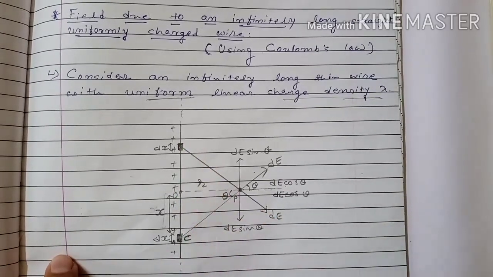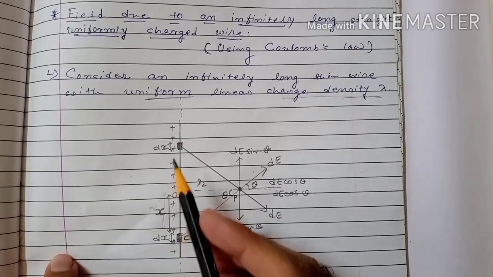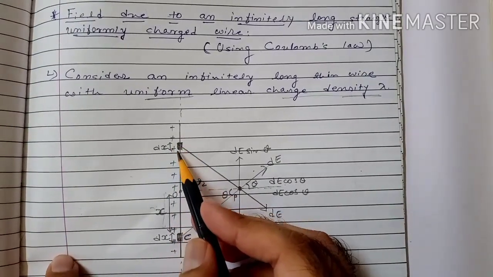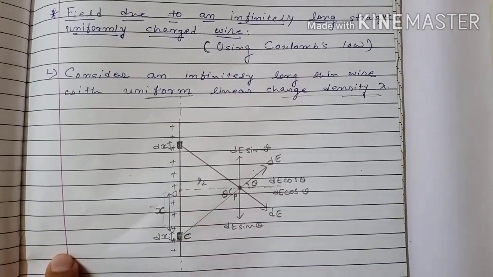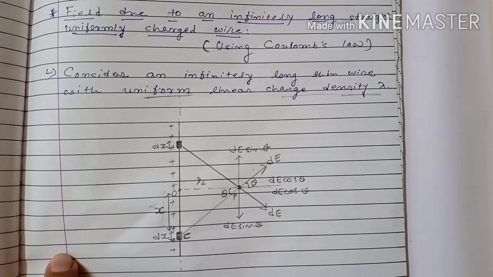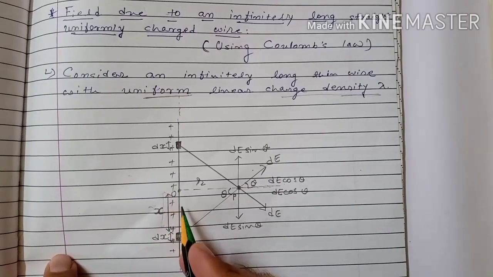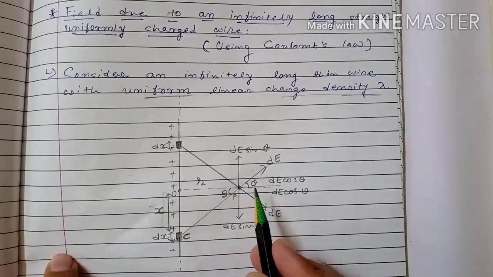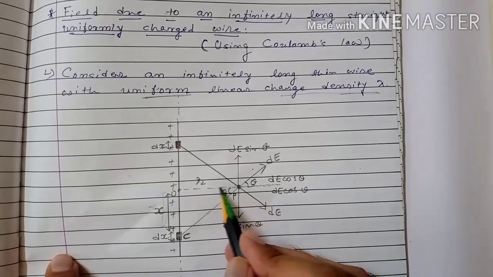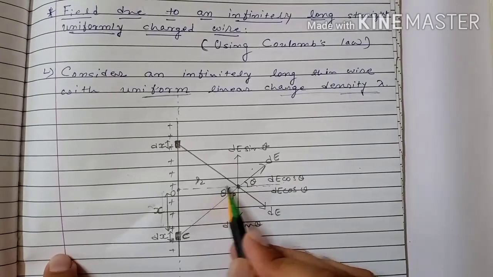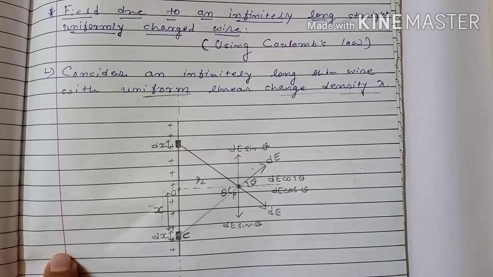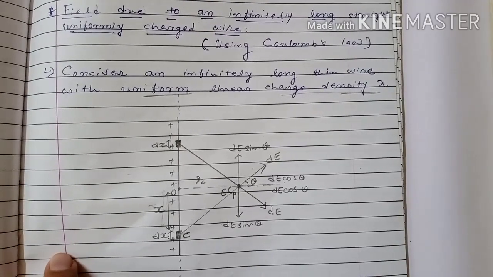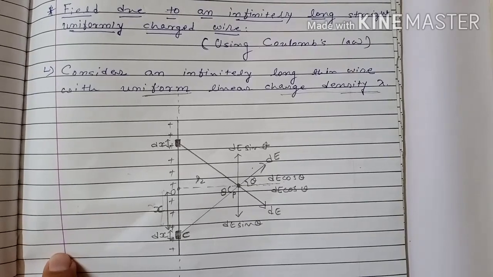One wire is given, that is a very long wire, infinitely long wire, and that is uniformly charged. Right now I have taken positive charge on it. We can take negative charge also. Due to positive charge, we will get electric field away from the line charge. If we take negative charge, then electric field will be toward the charge. We know that due to negative charge, electric field is always towards the charge, and due to positive charge, electric field is always away from the charge.